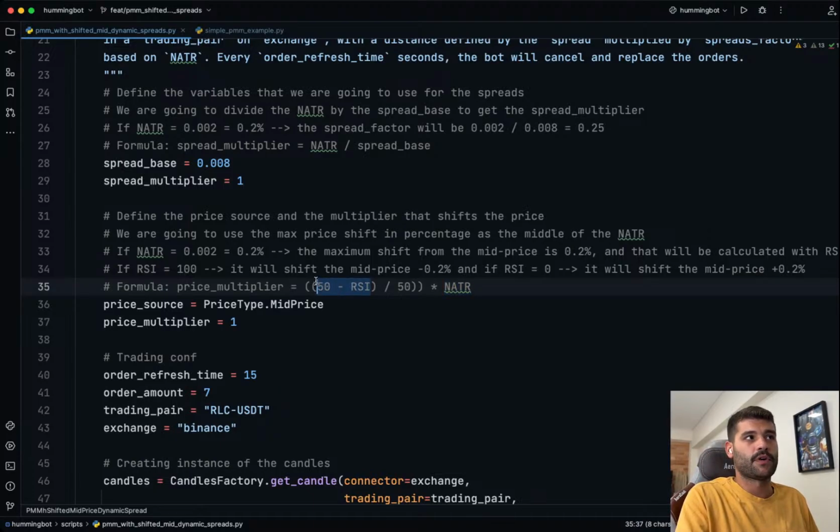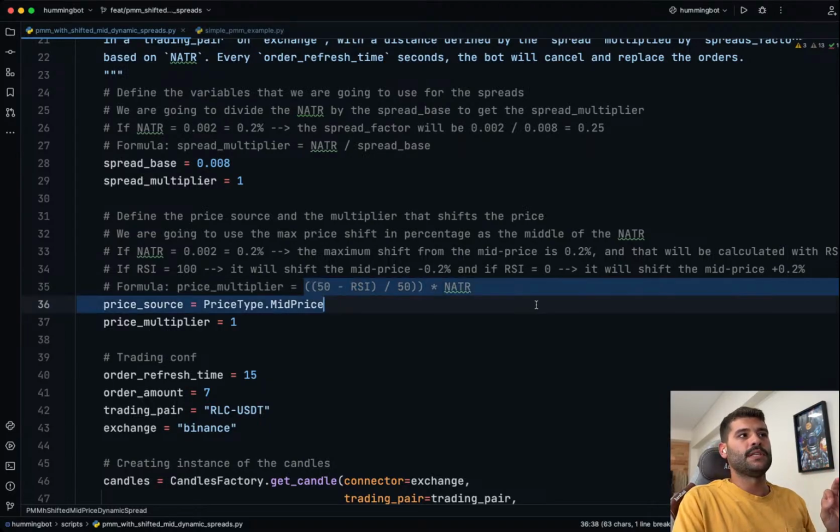In this formula, the price multiplier will be... well, here the formula has an issue, I think. Let me see. 50 minus 50 will be 0, so the price multiplier will be 0. Then we are doing 1 plus price multiplier, so it's working okay. If the RSI is 0, this whole will be 0, so we are not going to affect the mid price.